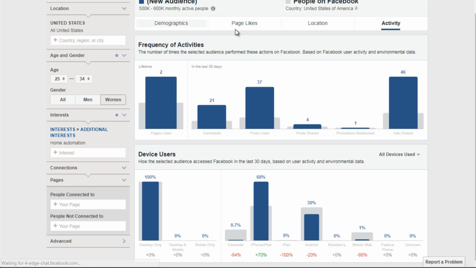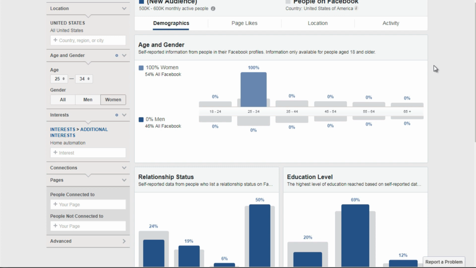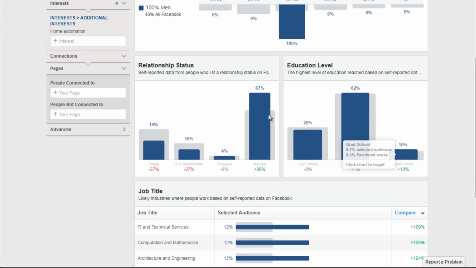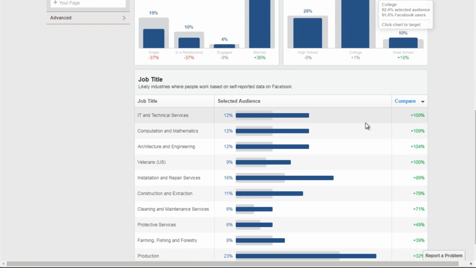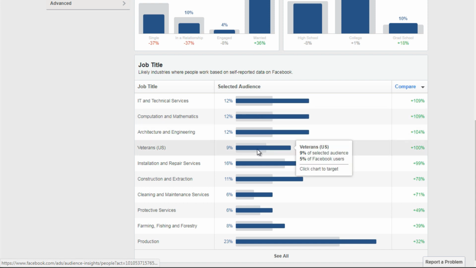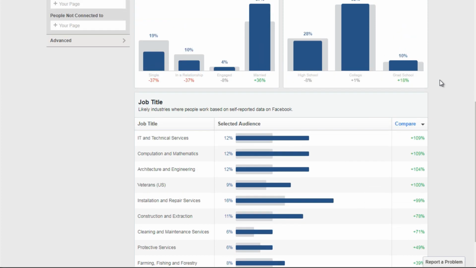If we go back to demographics, the nice thing about this is you can paint a picture for this particular demographic, but if you wanted to move on to, let's say, men ages 35 to 44, we click that with our mouse, and Facebook is going to give the data for that particular segment. So if we scroll down, we can see a lot of them are married, a lot of them have college degrees. There's IT, technical services, mathematics, engineering, veterans. So that's interesting because a lot of these men have jobs that are highly technical. And that makes sense. They are into home automation because they're highly technical.